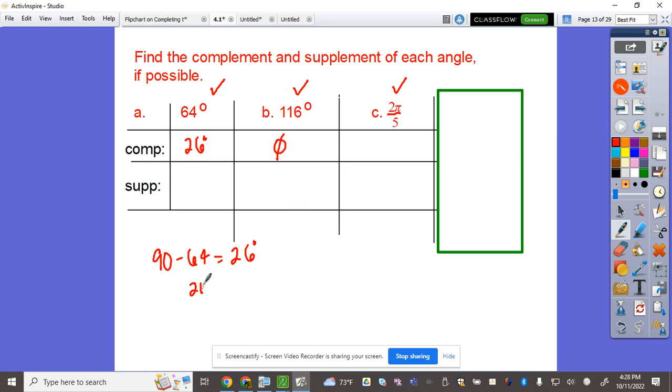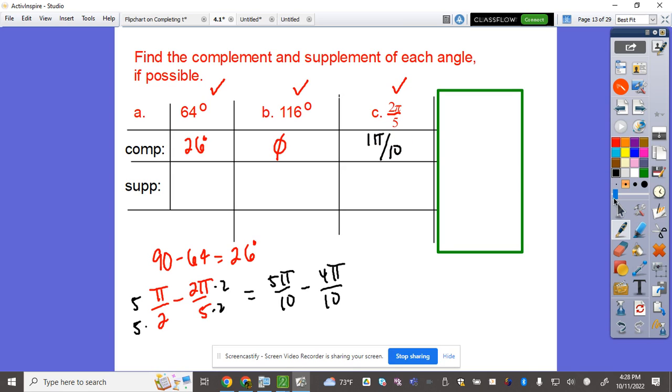2 pi over 5 is less than 90. How did I know that? Because 2 fifths is less than a half, and half is the 90. So I will subtract it from pi over 2, which we know is 90. I'm going to multiply this one by 5 and this one by 2. That will give us 5 pi over 10 minus 4 pi over 10, so the answer is 1 pi over 10. If you notice, if the question is in degrees, the answer should be in degrees. If it's in radians, the answer has to be in radians as well.